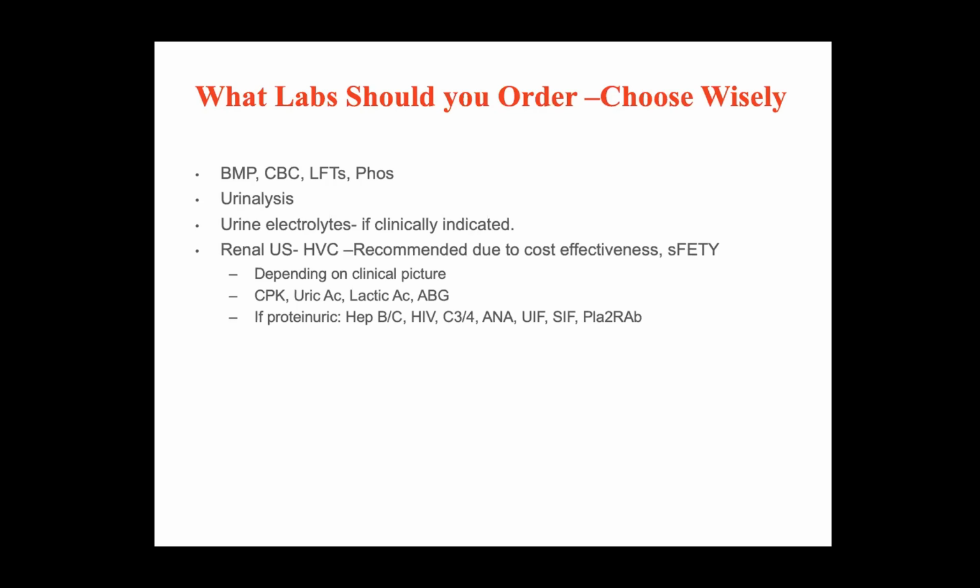And check your CK level, uric acid, and if they have proteinuria, and if you're suspecting some intrinsic disease from a glomerulopathy, then obviously work up for causes of proteinuria, which includes your Hep B, Hep C, HIV, complements, ANA, and phospholipase A2 receptor antibodies.